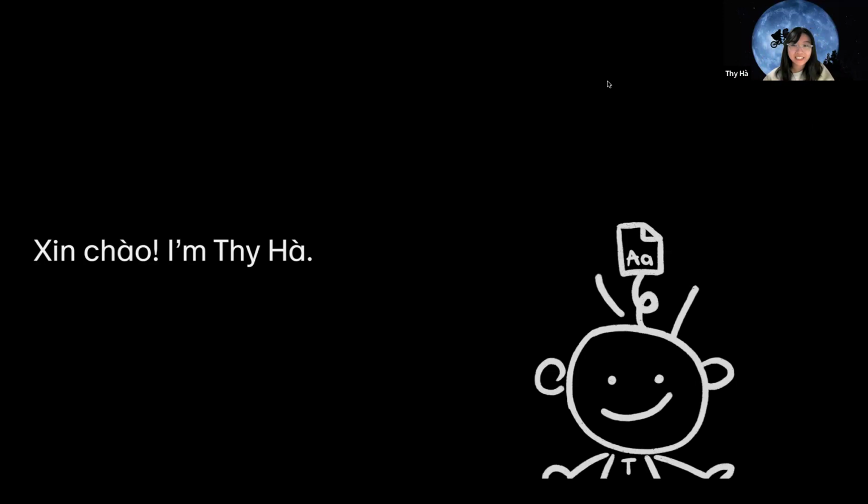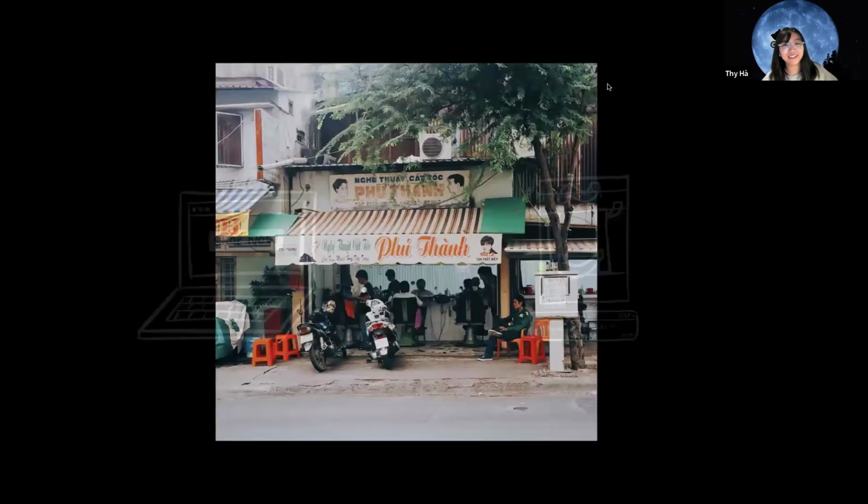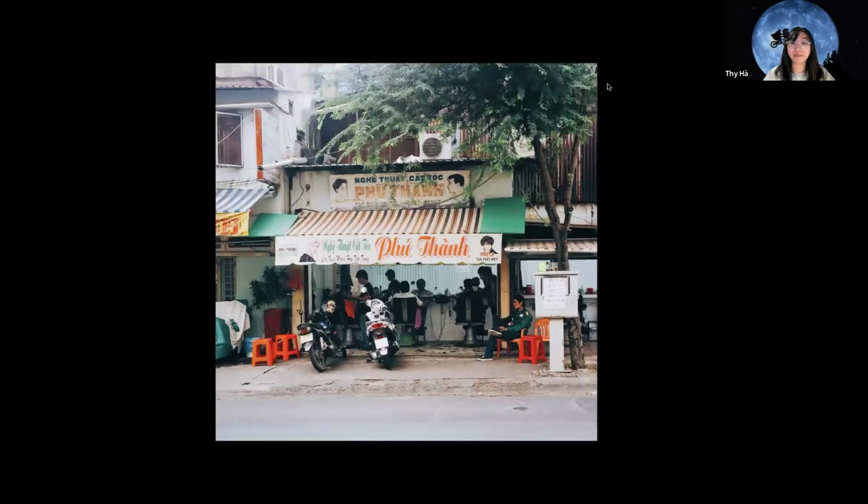So yeah, let's dive in a little bit here. As Lynn introduced me, my day job is a web UX UI designer. I make websites, and I get to use fonts. And at nighttime, I learn type design and also help type foundries and type designers with Vietnamese localization. And this is a photo of my city. I was born and raised in Saigon, Vietnam.